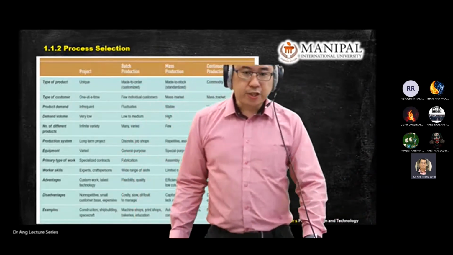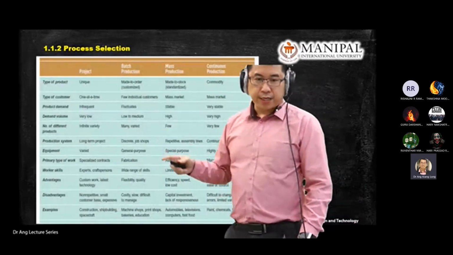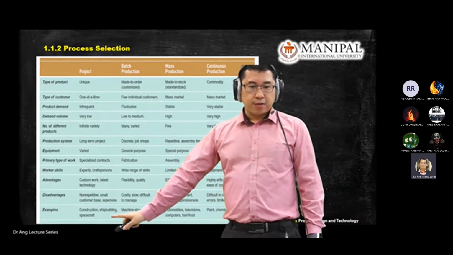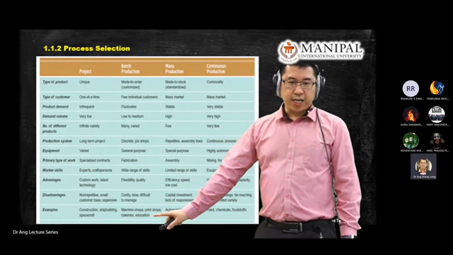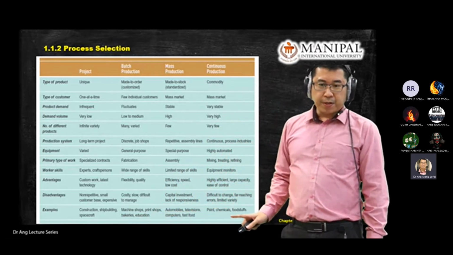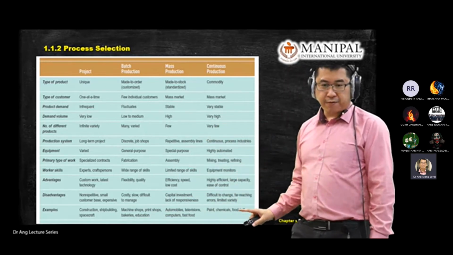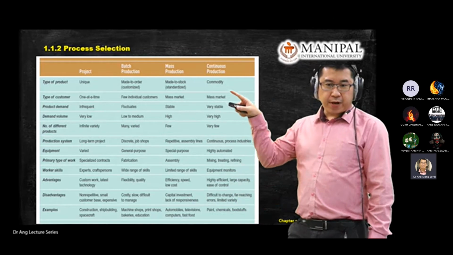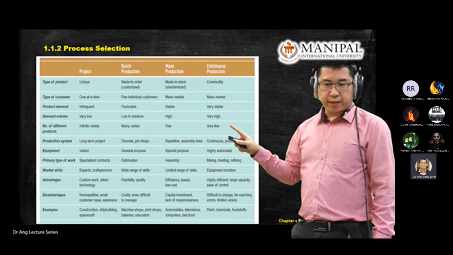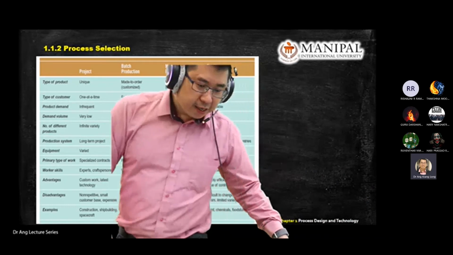All right, so next lecture we'll look at break-even analysis. But here we stop at this table. Your homework is to think about what is an example under project, what is an example under batch, what example under mass, what example under continuous production. Are you able to elaborate on the example that you give? Why does it fall under this one? And so on. Okay, with this I end the recording.